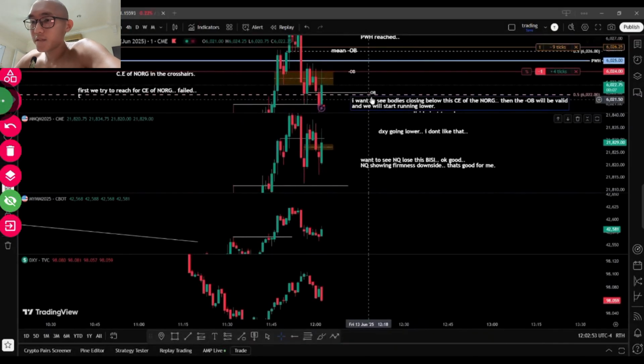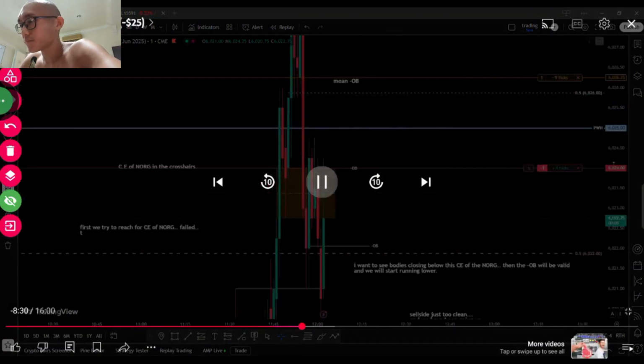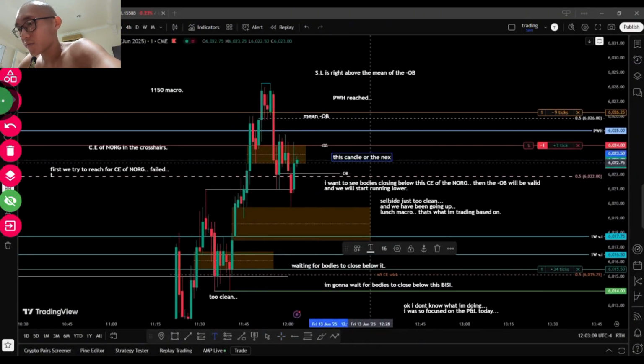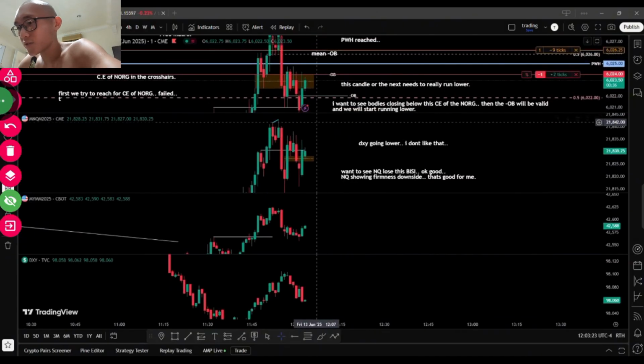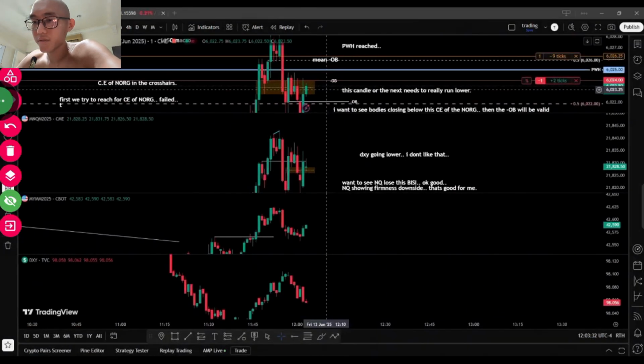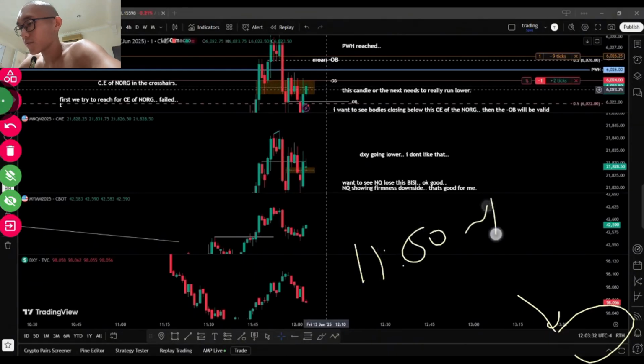Basically, right now what I'm seeing is this BC. I must see this BC hold price to resistance, to go lower. Okay, dollar's going lower, and Nasdaq looking pretty okay. But because we are already in the 11:50 macro, you can see the time here. Here is already 12:03. So 11:50 until 12:10 we have another macro.